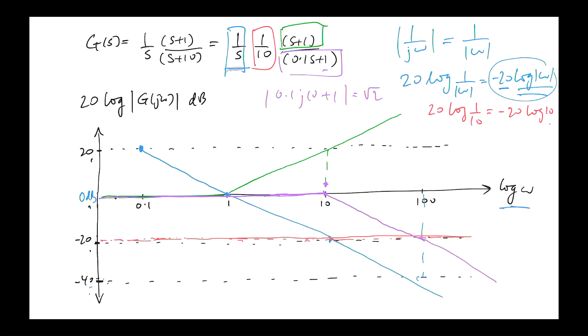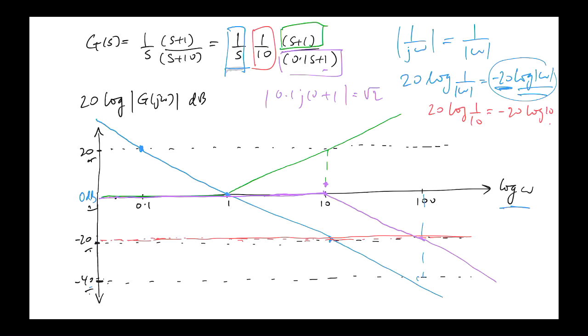Without looking at the magnitude, this is like multiplying by 10. This is like multiplying by 1. This is like multiplying by 0.1. This is like multiplying by 0.01. Okay? So we just have to add them together, because that's the advantage of working with things on the log scale. We just have to add all of these things together. So, of course, this guy keeps on going up forever at a slope of minus 20.